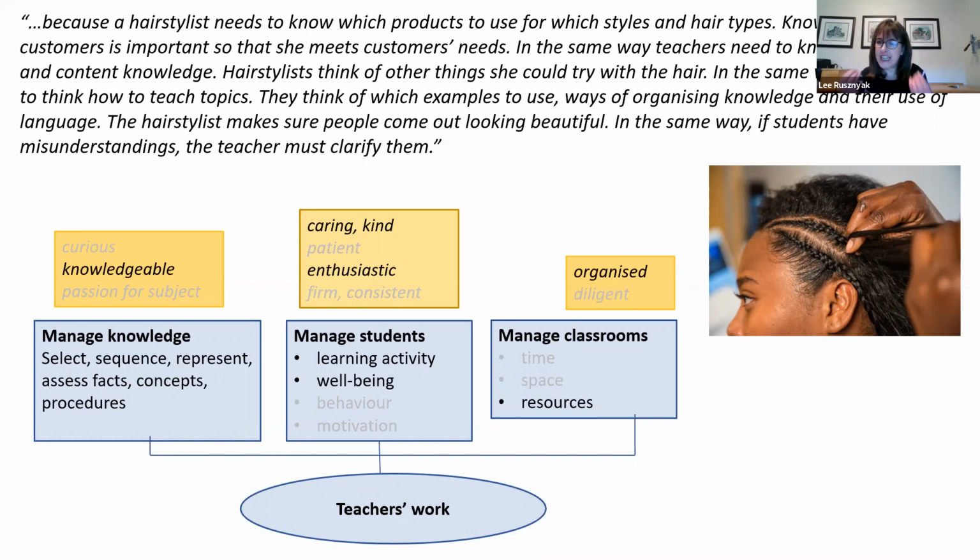And a much clearer sense of teachers' work as working with learners, working with knowledge, and managing learning activities within a classroom space. So significant. Lee, can I just jump in for a second and say, I don't know about other people, but this just seems a really amazing way of being able to actually overcome knowledge blindness.